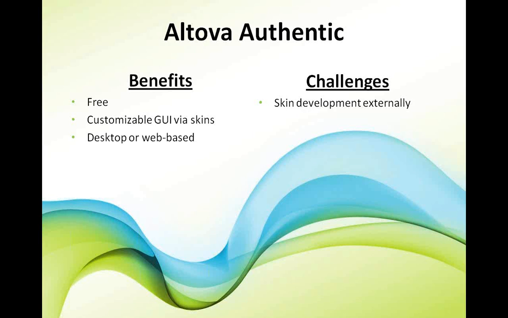The benefits of the Ultima Authentic is that it is a free tool and it creates a customizable GUI via the different skins that you can create, which can then be utilized either in a desktop environment or a web-based environment. The challenge is that the skin development has to be done externally. So this allows people to enter the information and use the information, but not necessarily develop that skin or that GUI interface. That would be done with another application.